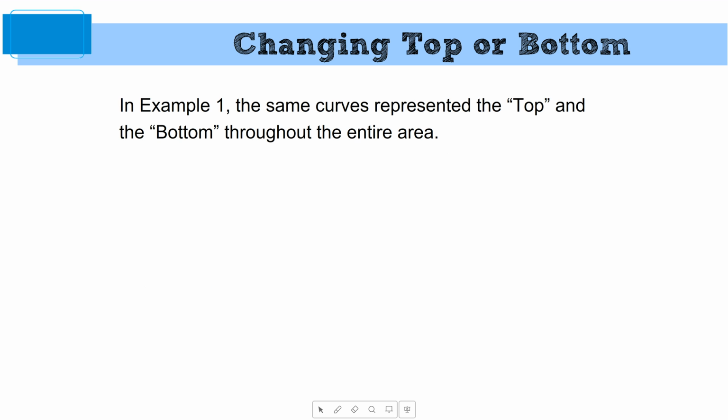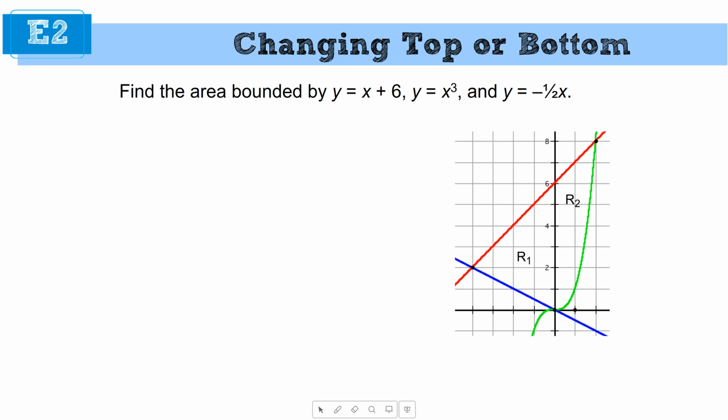Okay. This we talked about already. What happens when either the top or the bottom changes? So this one's a little bit different than the one you did on the worksheet. On the worksheet, you had only two functions and they crossed over. This is three different functions.